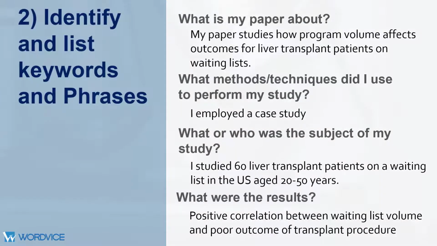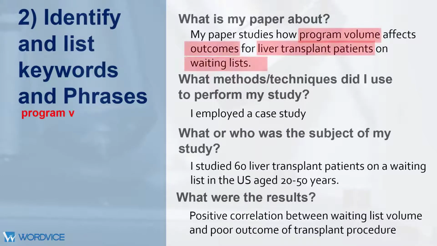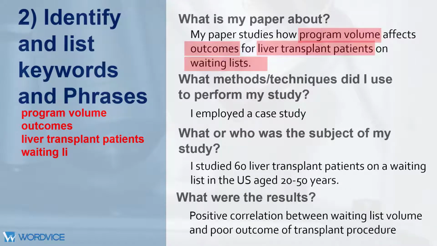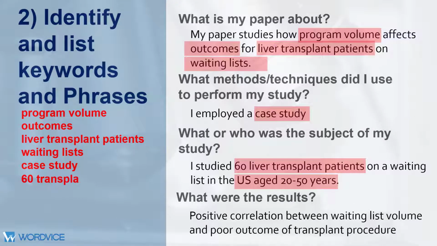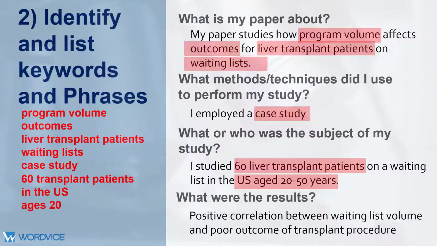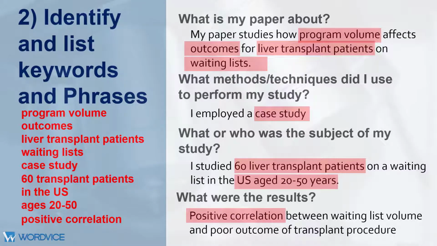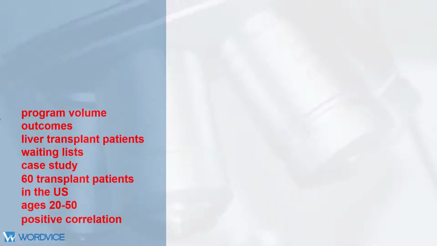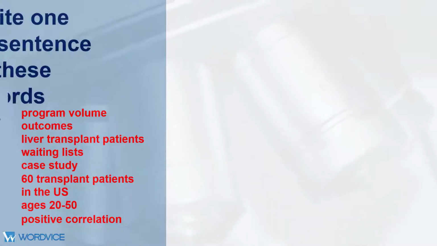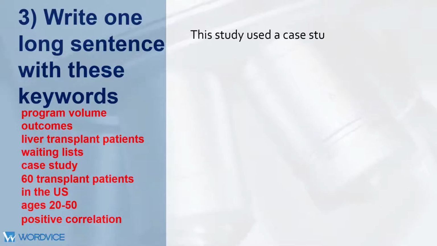After answering these questions, move on to the second step, which is to identify and list key words and phrases from these responses. Program volume, outcomes, liver transplant patients, waiting lists, case study, 60 liver transplant patients, aged 20 to 50 years, positive correlation. These keywords will form the foundation of your title. Once you have identified and listed these keywords, use them to create one long sentence.